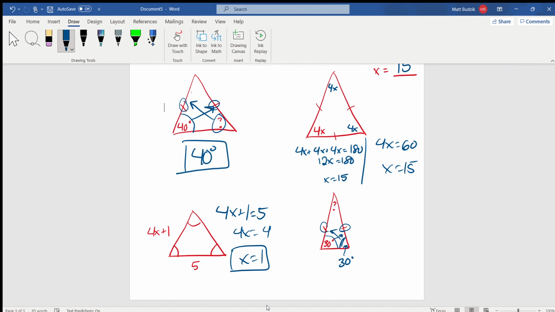So we need to work with the fact now that we know that all triangles' interior angles add to 180 degrees. So we would need to do 30 plus whatever the angle is, gets us to 180. 60 plus what this is 180. So we get that this is 120 degrees. Not drawn to scale, but there it is.